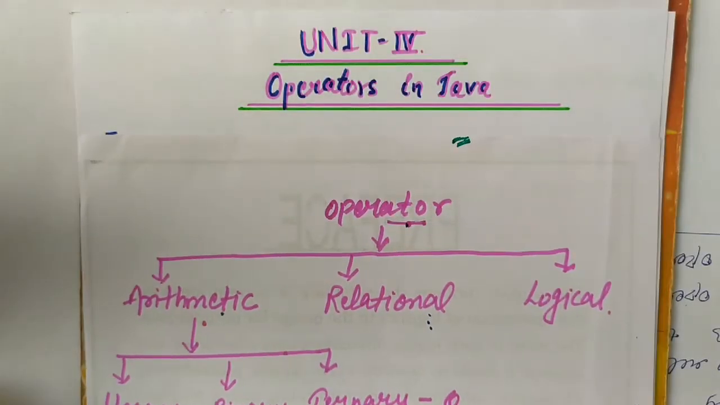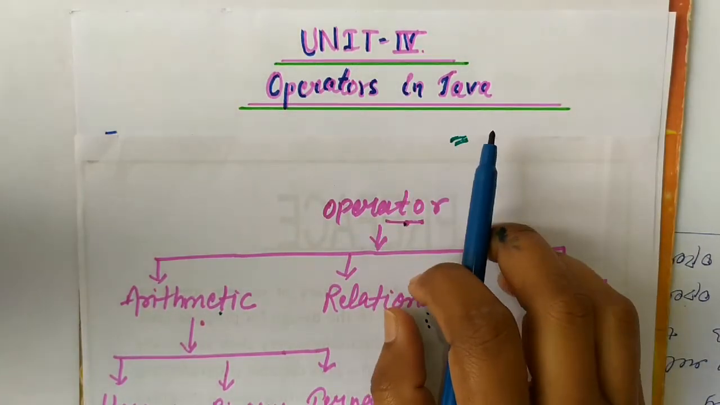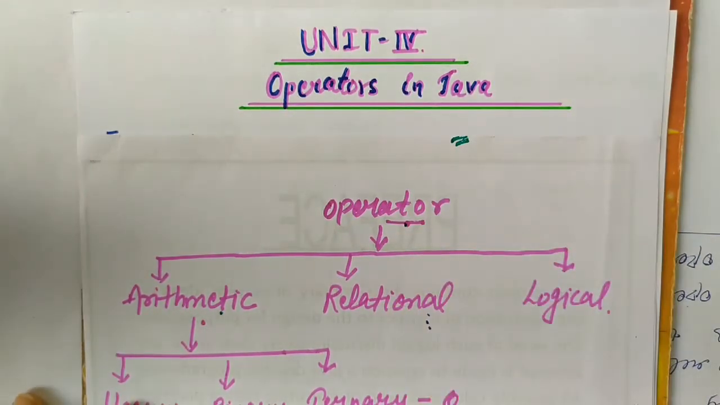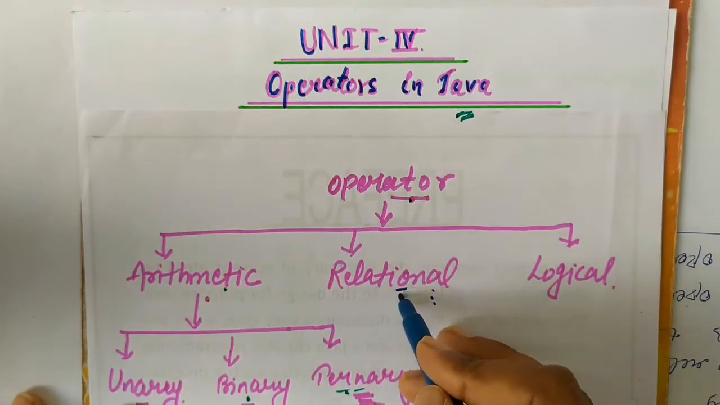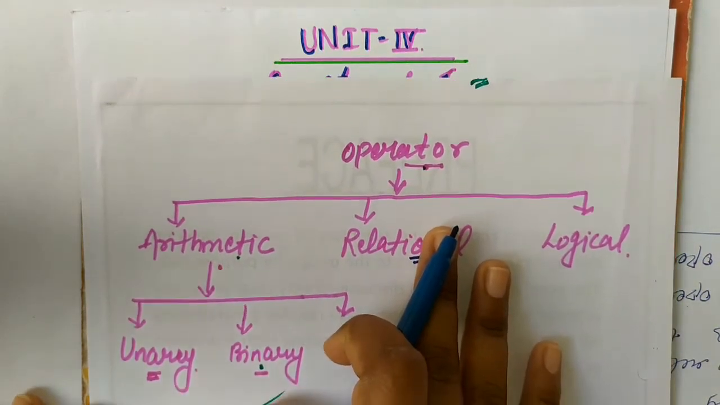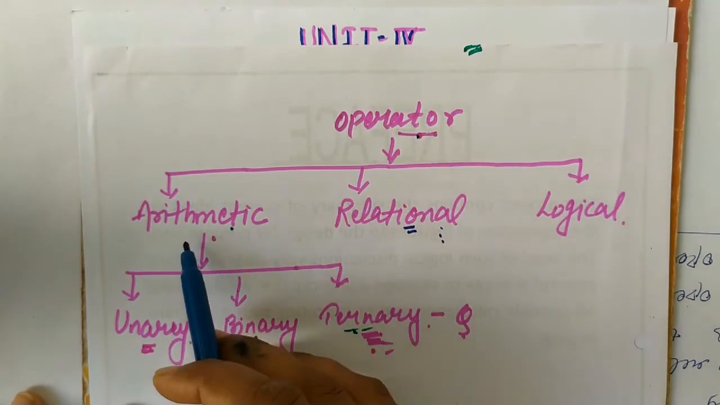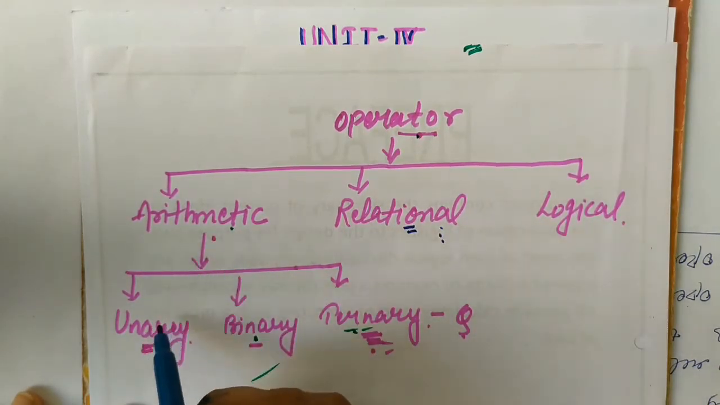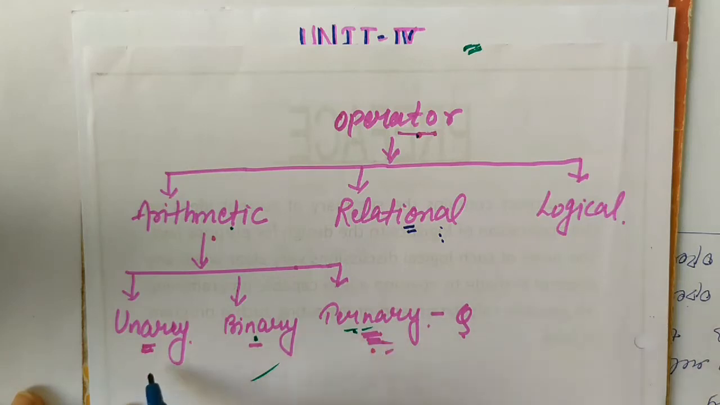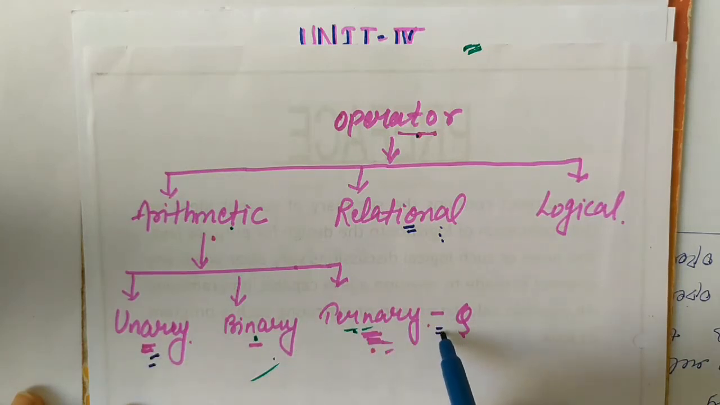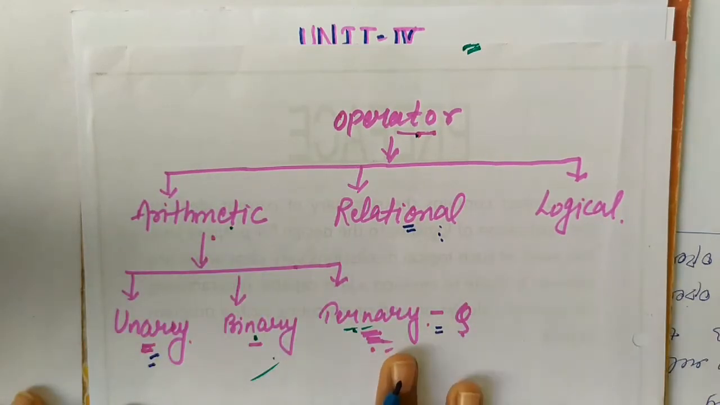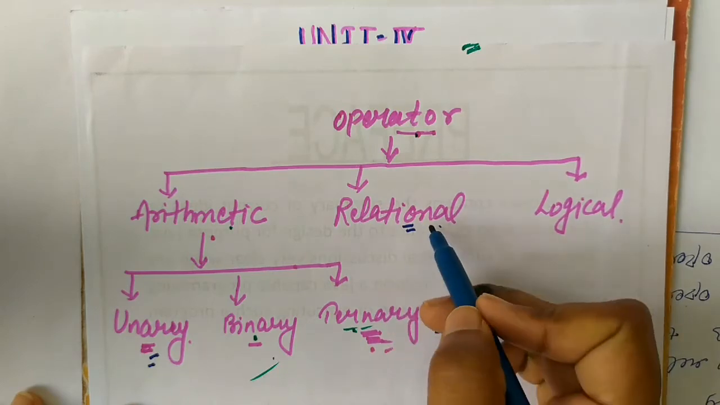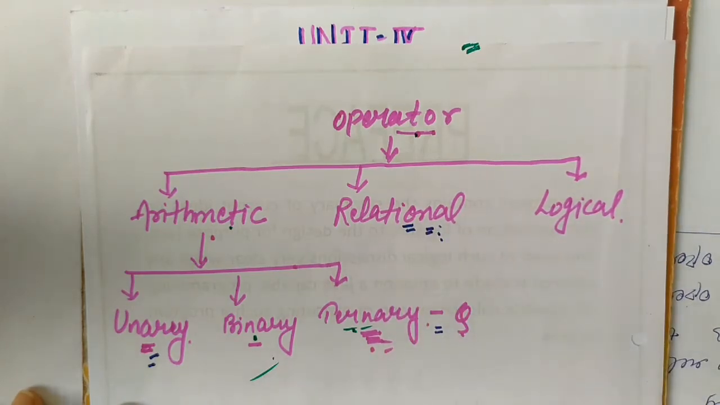Hello everyone, this is the next part of Unit 4, operators in Java. In this video, we will discuss one type of operator, that is the relational operator. In the previous video, we discussed the arithmetic operators, the types of arithmetic, unary, binary and ternary, and the questions related to the unary, binary and ternary operators. For the arithmetic operator, please watch my previous video, and today we will discuss the relational operator.